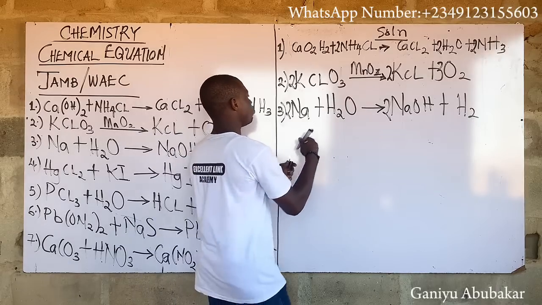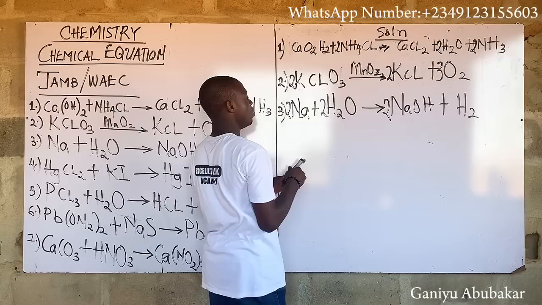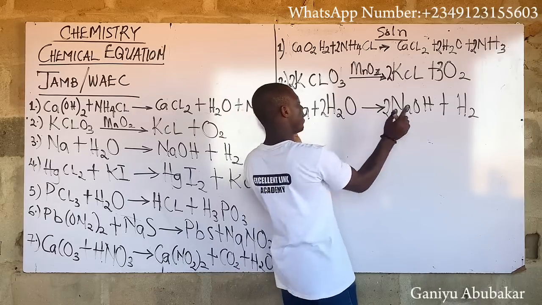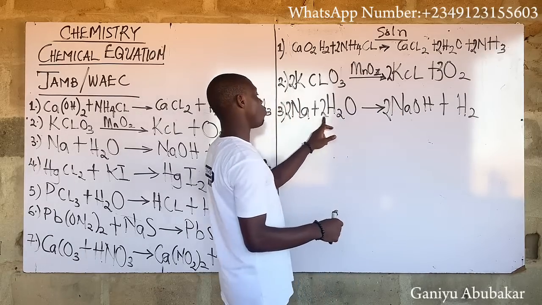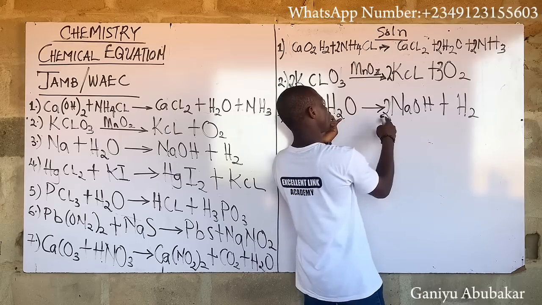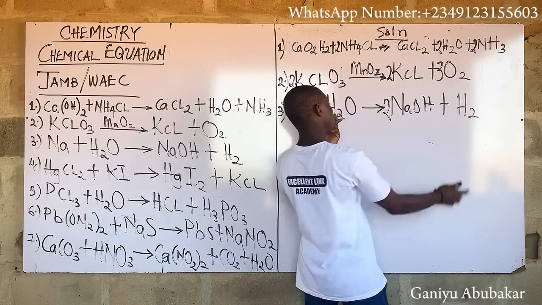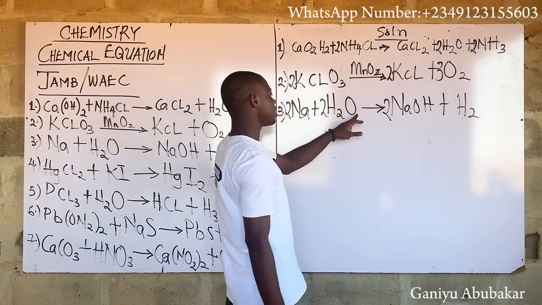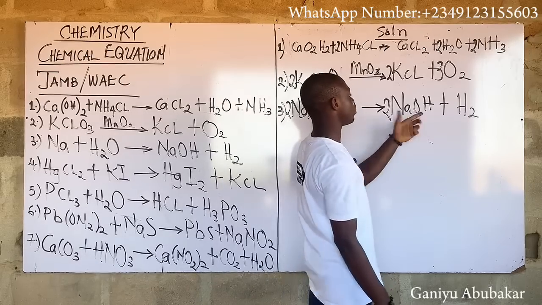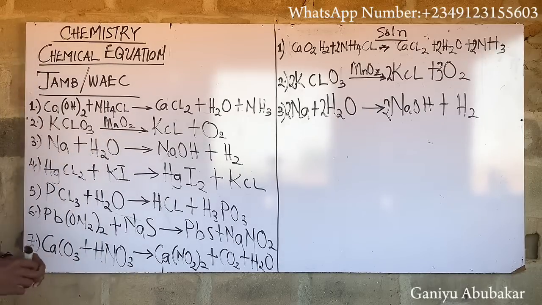I'll come ahead here and put 2. Listen up. Plus, I'll put 2 here. Why? Sodium is 2 balanced. Hydrogen now is 4. 1, 2. This is 4 hydrogen, right? This is 2 times 1 is 2 hydrogen now. With this one here, that's 2 plus 2, that's 4 hydrogen balanced. Oxygen is now 2. 1 times 2 is 2 oxygen balanced. This equation is balanced. So it becomes a balanced equation.